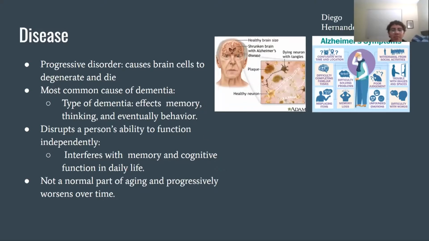So Alzheimer's is a progressive disorder that causes brain cells to degenerate and die. And Alzheimer's is the most common cause of dementia. And this type of dementia affects memory, thinking, and behavior. Alzheimer's disrupts a person's ability to function independently, which interferes with their memory and cognitive function in daily life. And Alzheimer's is not associated with aging and progressively worsens over time.